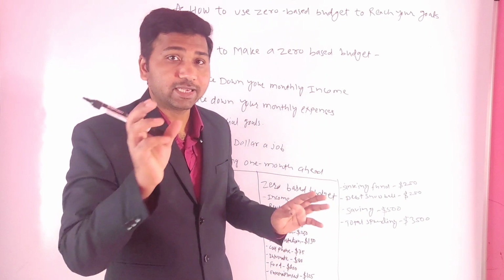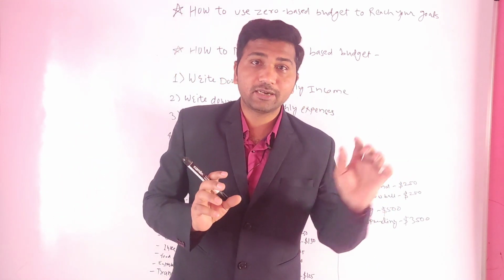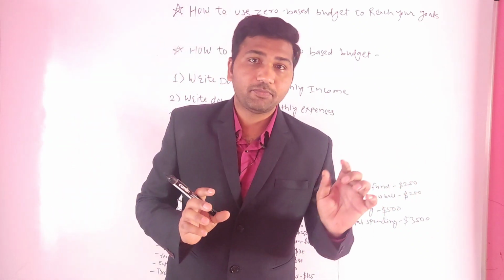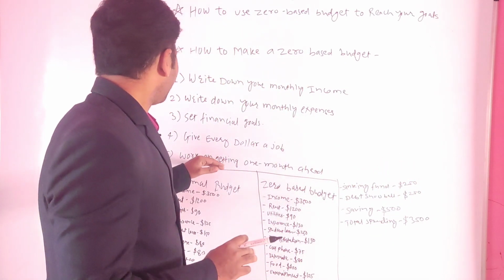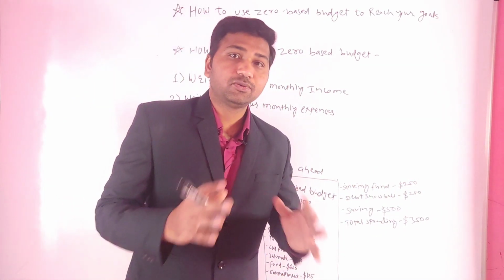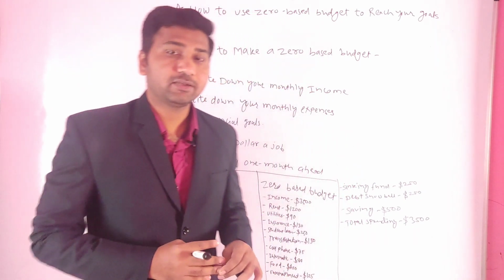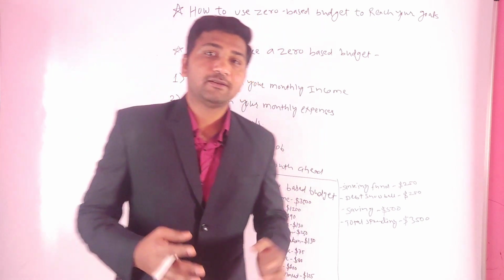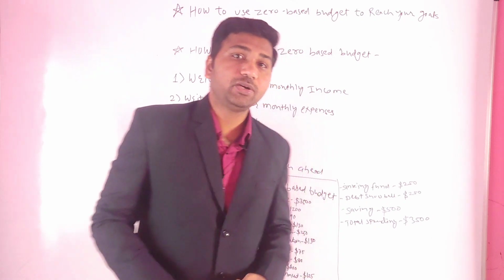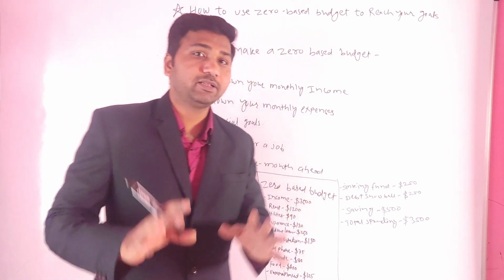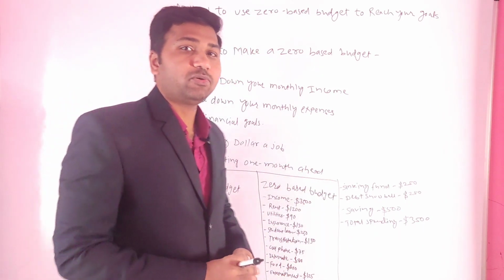Give every dollar a job means allocating the exact amount to the spending, no more and no less. Exact allocation of funds to the expenses is very important. Then fifth, work on getting 1 month ahead. This is also important. If you are planning for this month, you should be able to plan for the next month, so this month's savings will work for the next month. You need to be 1 month ahead in your budget. Those are the steps I explained for how you can make a zero budget.